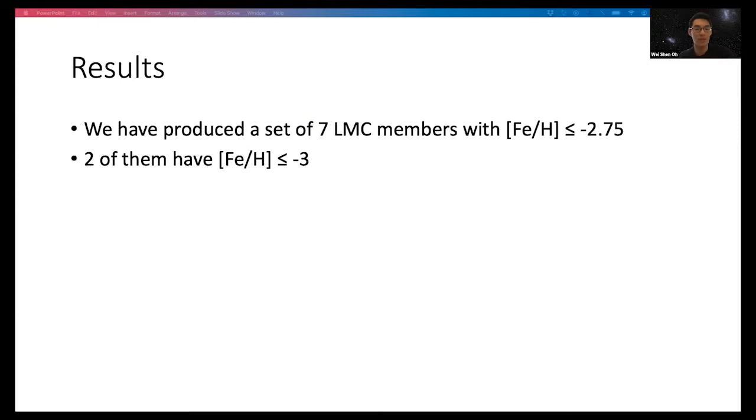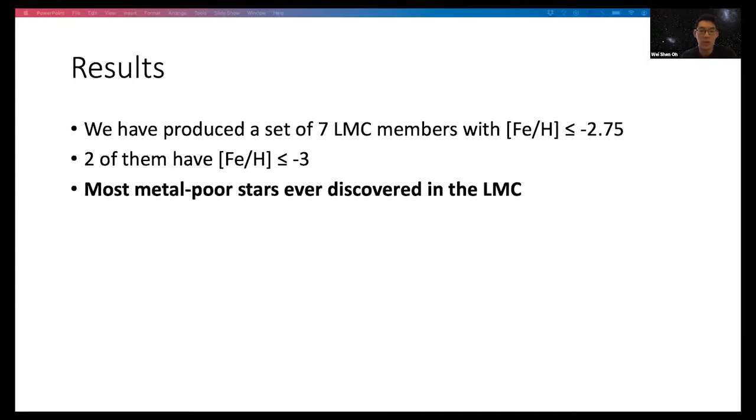So here are the results of our search. We have produced a set of 7 LMC members with an Fe/H ratio of less than -2.75, and 2 of them have a metallicity value of less than -3, and these are considered EMP stars. So these constitute the most metal-poor stars ever discovered in the LMC.